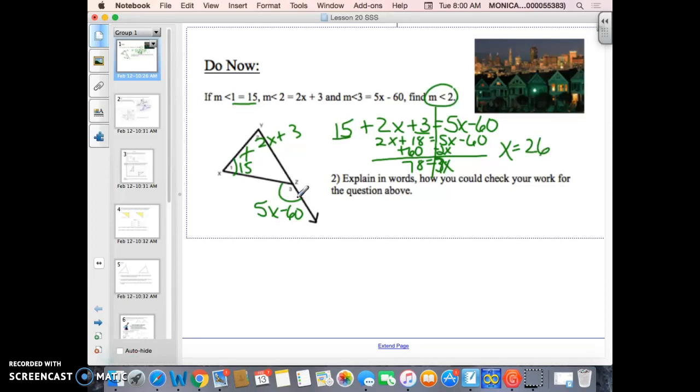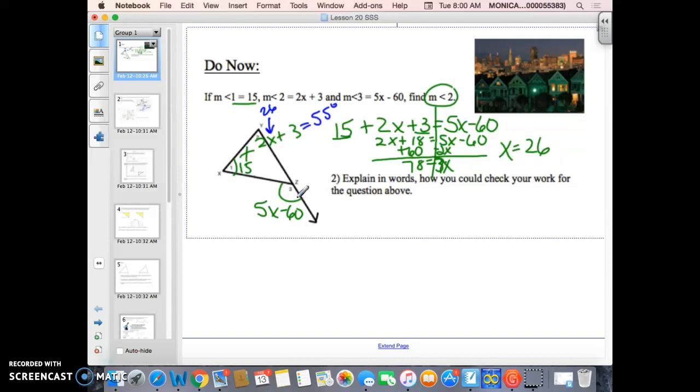Now I want to find the measure of angle 2. So at this point I've got to plug in. And what I'm going to plug in for x is 26. 2 times 26 plus 3 is 55 degrees. So the measure of angle 2 is 55 degrees.